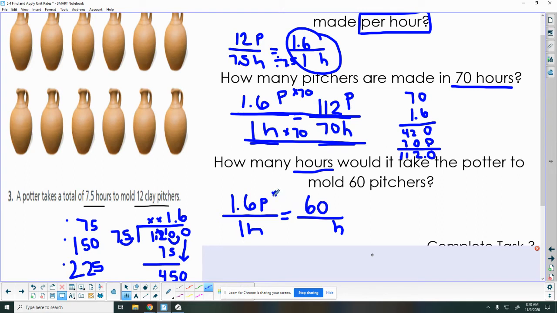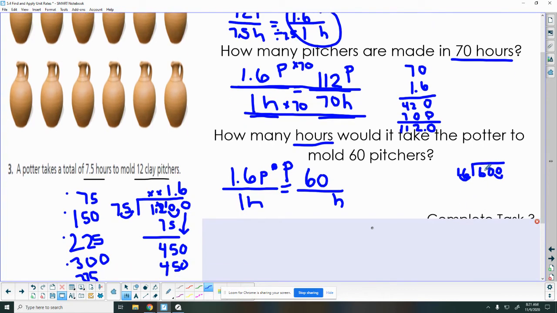So I'm looking for something that times the pictures. 1.6 times P equals 60. So I can do the opposite of times, which is divide, and I can do 60 divided by 1.6 to see what we're timesing by, and then do the same thing to the bottom. So I need to move my decimal, which means move my decimal on 60, turns it into 600. So I'm really doing 600 divided by 16. I know it can't go into 6.